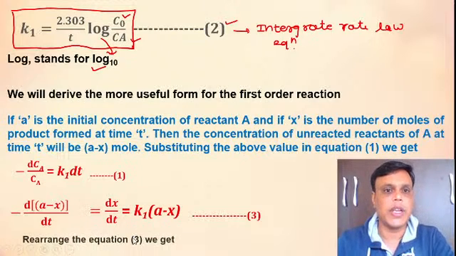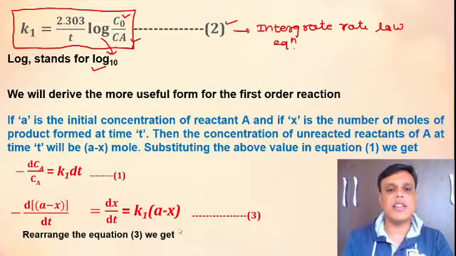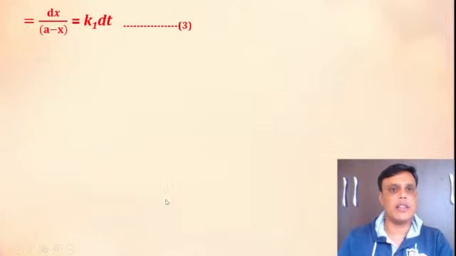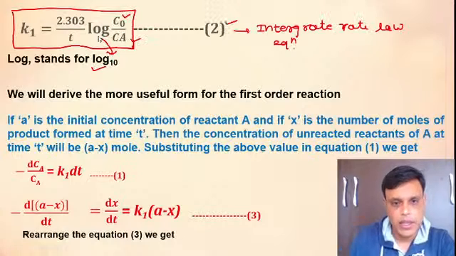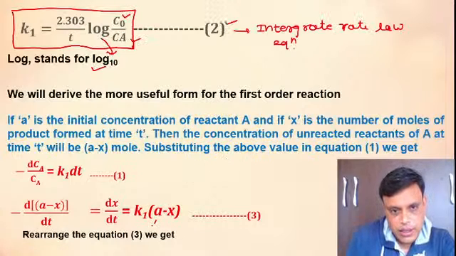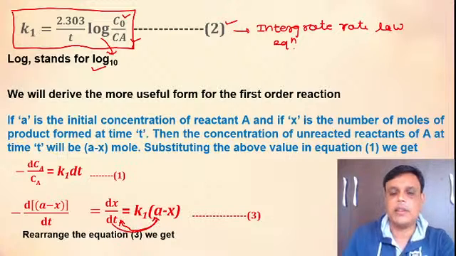Okay, let us start. We will rearrange this equation first of all. So what did we do? dx by (A minus X) is equal to k1 dt. Whatever this term was, we brought it here, and dt to the right hand side.